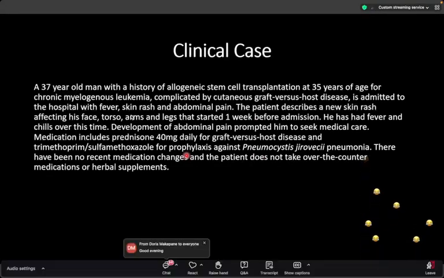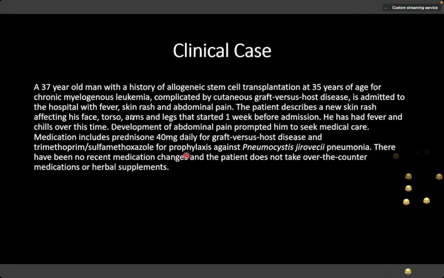Okay, guys, here's your case for today. All right, let's dig into this. A 37-year-old man with a history of allogeneic stem cell transplantation at 35 years, so 2 years before we're talking about him, for chronic myelogenous leukemia complicated by cutaneous graft-versus-host disease, is admitted to the hospital with fever, skin rash, and abdominal pain. Now, the patient describes a new skin rash affecting his face, his torso, his arms, his legs, that started about 1 week before you admitted him.